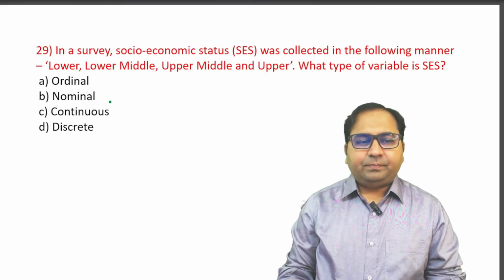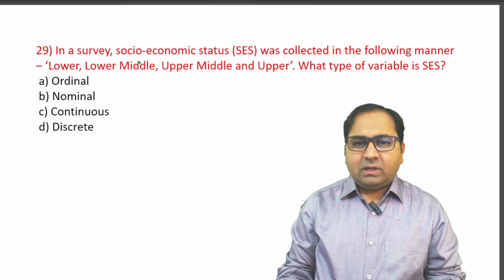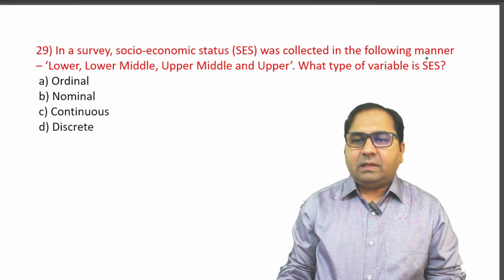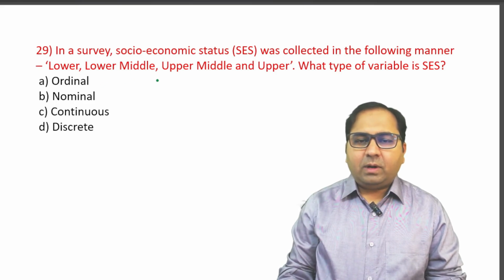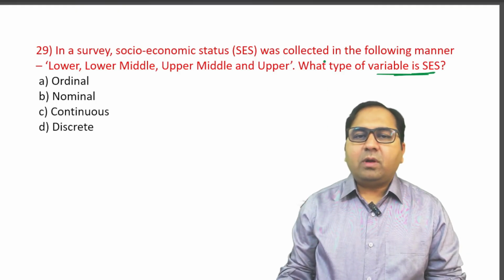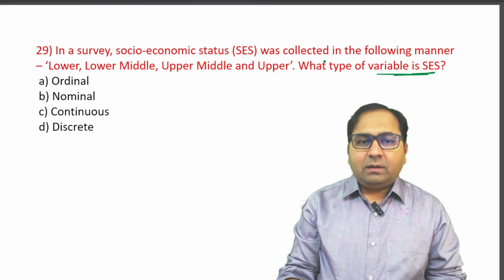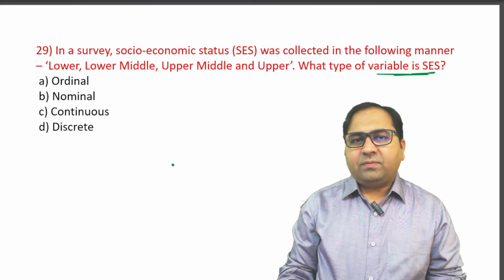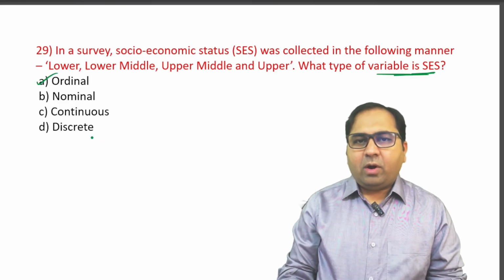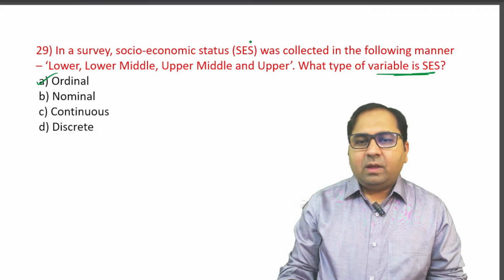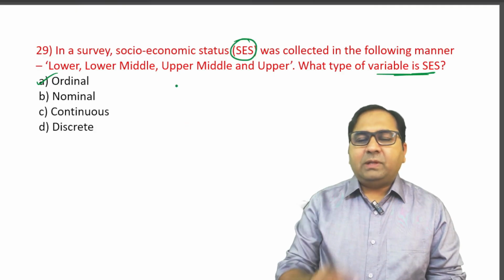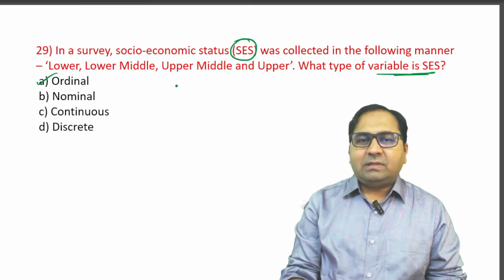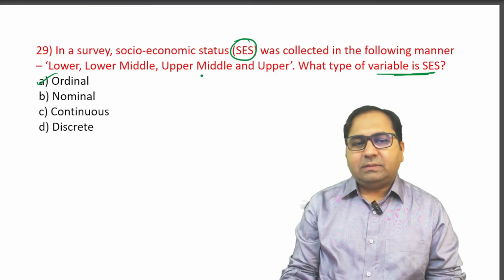Next question. In a survey, socio-economic status was collected in the following manner: lower, upper middle, and upper class. So what type of variable is this socio-economic status? Is it ordinal, nominal, continuous, or discrete? The answer for this question is A, ordinal. I repeat again, please go back to question number 1. We have discussed in detail regarding the types of variables.